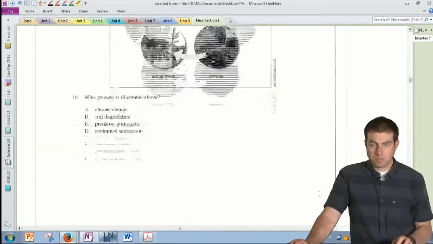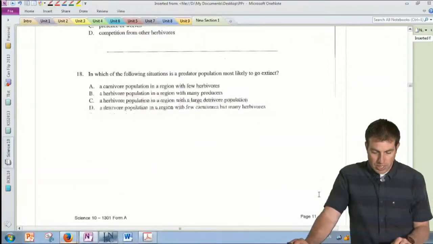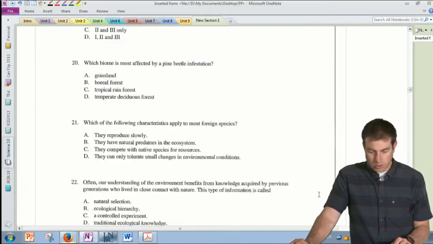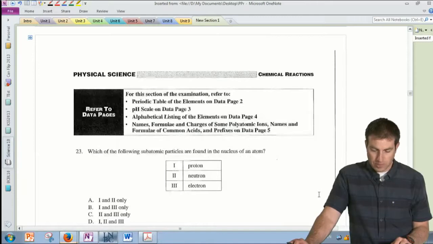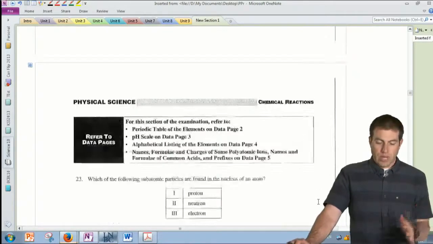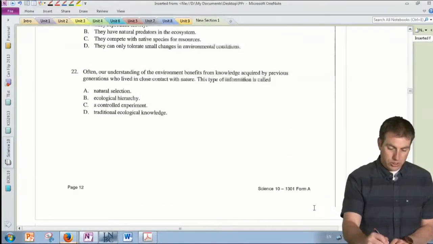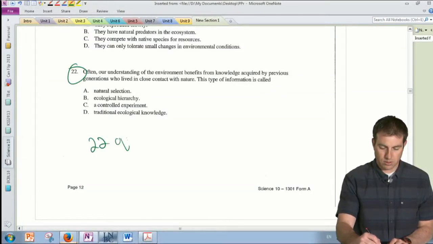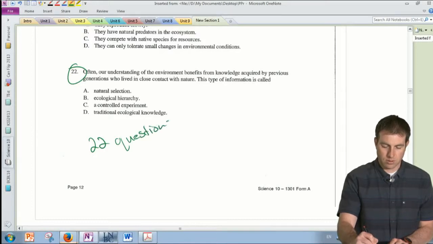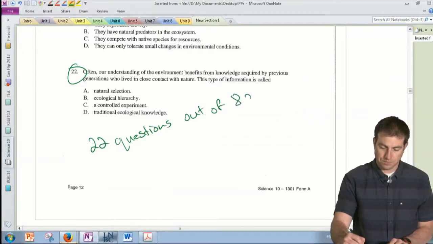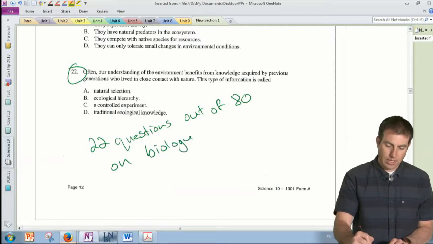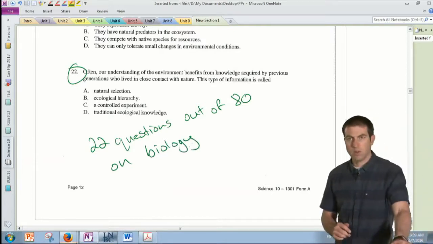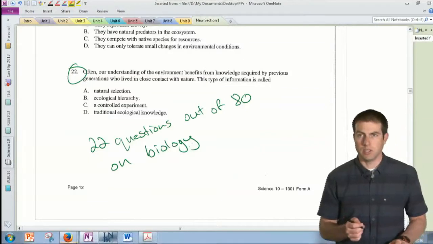It's pictures, predator-prey, erosion, natural selection. All right. We made it through that section. So that was 22 questions on biology, and that was out of 80 in total. That's pretty standard. So about a quarter of the test is on the biology.